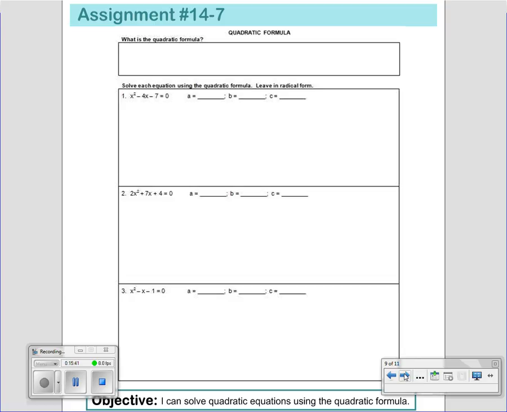When you do your assignment, first thing you should do is write what the quadratic formula is. On your test, this will be given to you. But x equals the opposite of b plus or minus the square root of b squared minus 4ac all over 2a. This concludes topic 14-7.